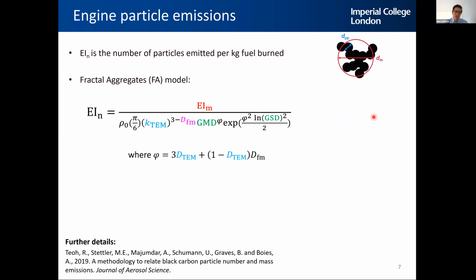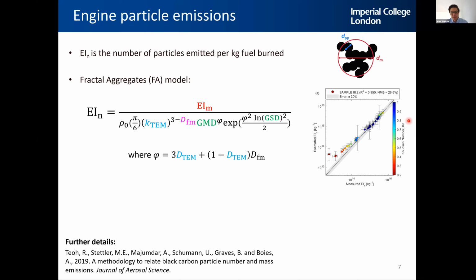In doing so, it uses this is the mass emissions index, the size distribution, the particle size distribution, so the geometric mean diameter, geometric standard deviation, the mass mobility exponent, and KTEM and DTEM describe the relationship between the primary particle size and the mobility diameter size, or the aggregate size that's been observed in the literature.